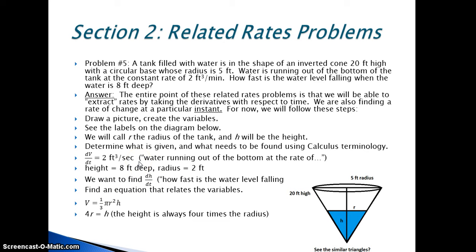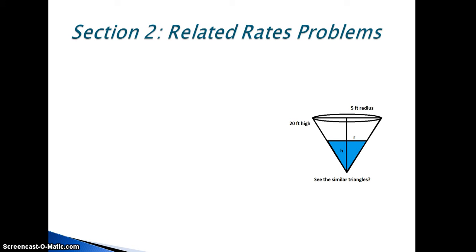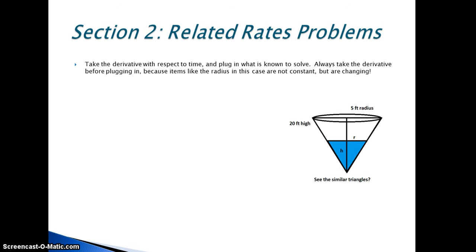In this case, we do know a relationship. We know the relationship that we just talked about. If we look at our similar triangles, we know that r over 5 has to be equal to h over 20. In other words, 4r is equal to h. This will be a very useful piece of information that we'll use in this problem. So, there are 2 different ways we could solve this problem. And I'm going to show you both, and I'll let you decide which one you think is better.